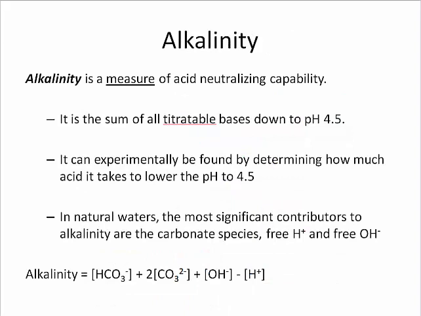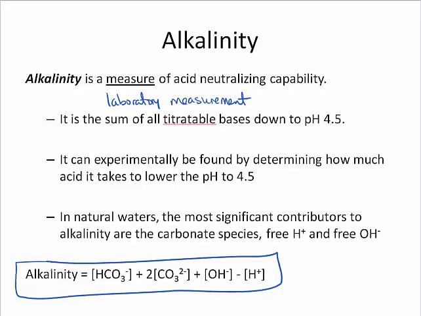In environmental engineering, we define a term called alkalinity. Alkalinity is a measure of the acid neutralizing capability. It is a laboratory measurement. In the laboratory, what you do is you titrate a solution of water down to a pH of 4.5, and you measure the amount of acid that had to be added to get down to that pH. In natural waters, the most significant contributors to alkalinity are the carbonate species, hydrogen proton, and hydroxyl ion. So for natural waters, alkalinity is typically this form, and this is written in terms of molar concentrations.